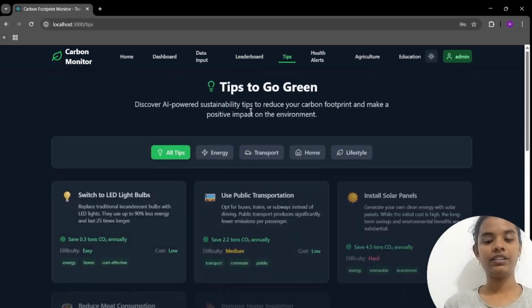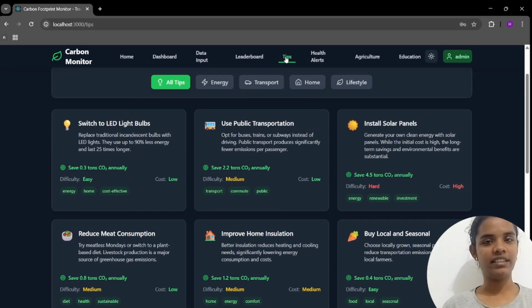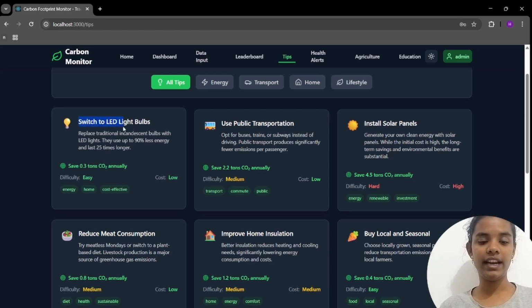Then we have tips. These tips are generalized tips. Like for an individual, for a university, or for an organization, how do you reduce your carbon emission in a general way, not in the specific way of your total emissions, but generally what steps you can take to reduce the carbon emission. For example, we have switching to LED light bulbs, which last 25 times longer and save 0.3 tons of CO2 annually. It costs little, is easy to install, and is easy to use.